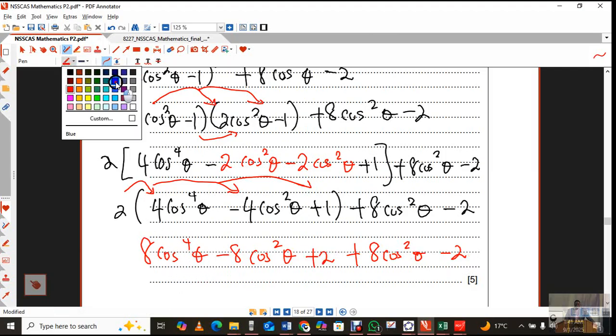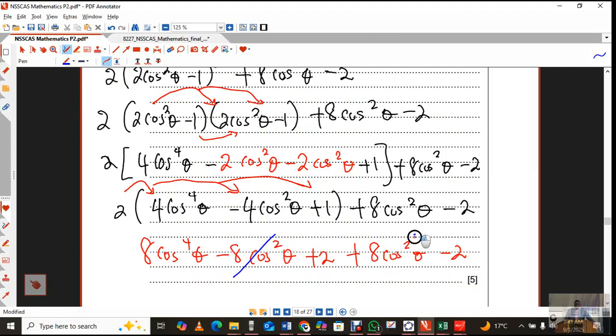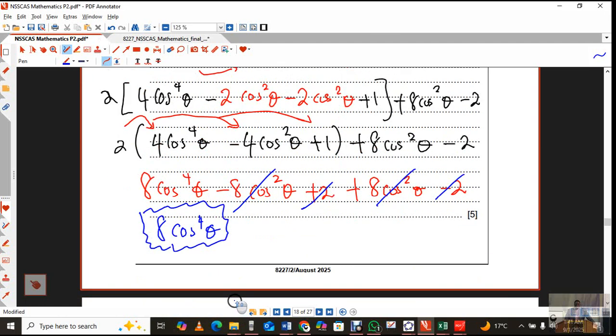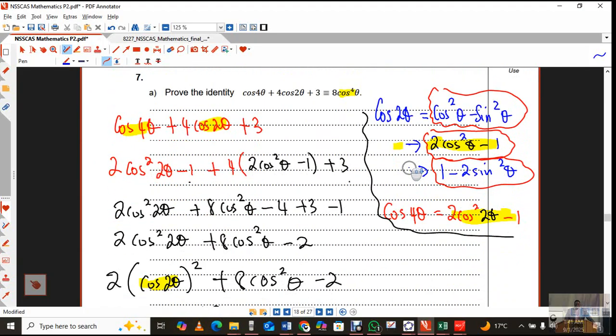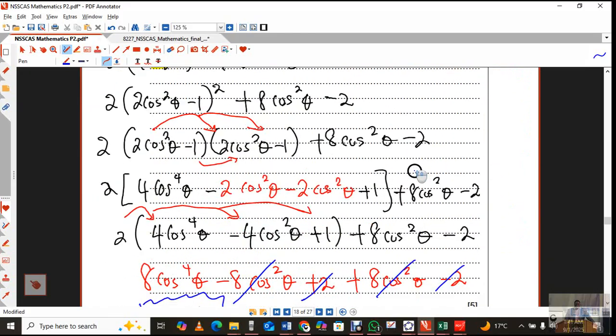Now, if you have a look, you will see that this 8 cos square theta, that one cancels, that one cancels, that one cancels, leaving us with 8 cos 4 theta, which is what we were supposed to prove. It's quite a lot. And again, it implies that you should know your double angles and so on.